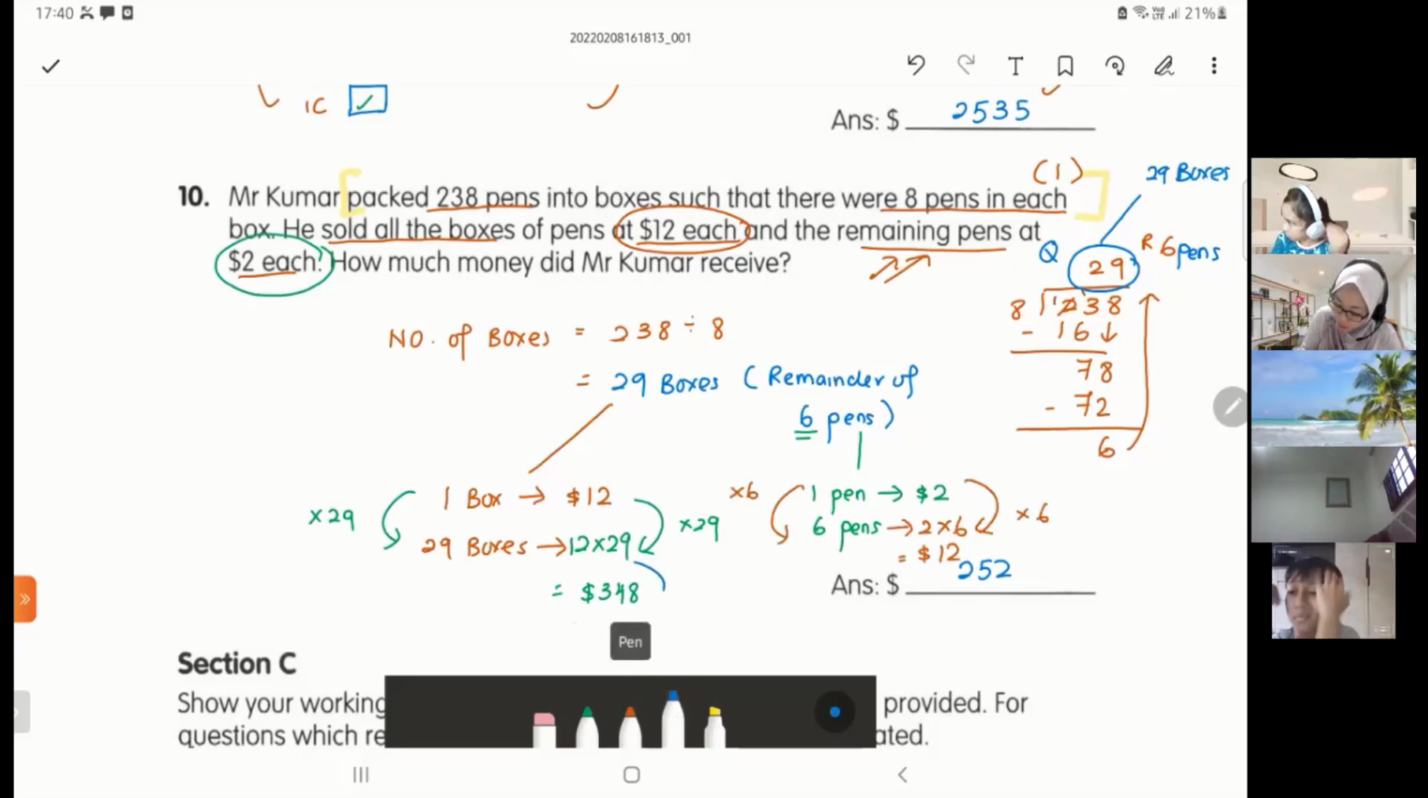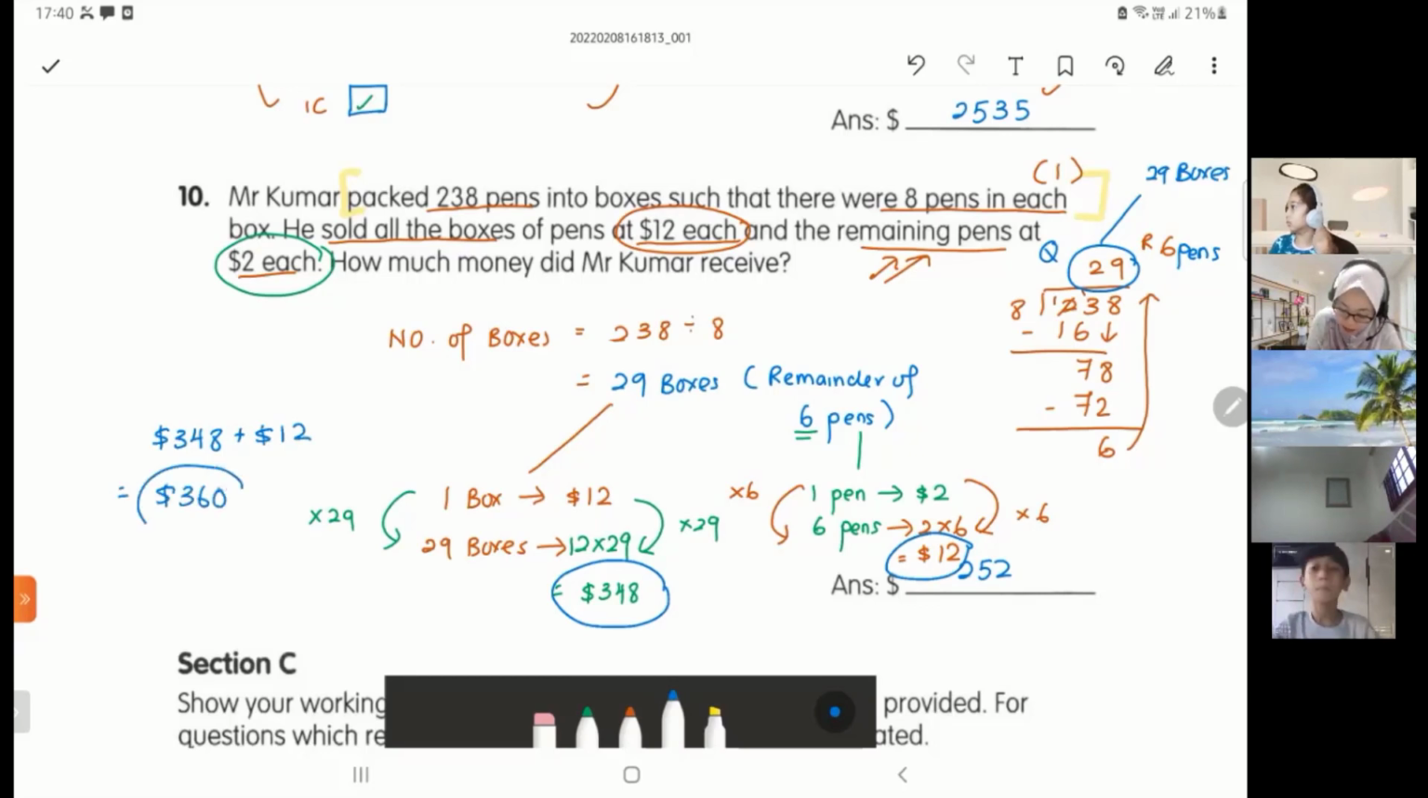The total that he received will be this. So I take $348 plus $12 and I will get $360. This is my answer. $360. Answer.